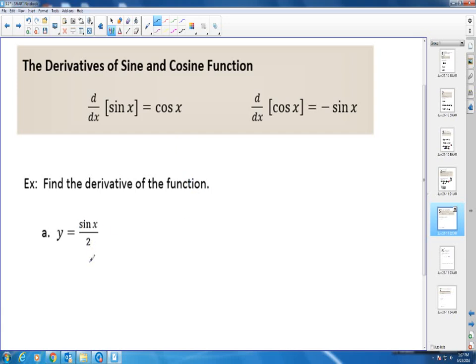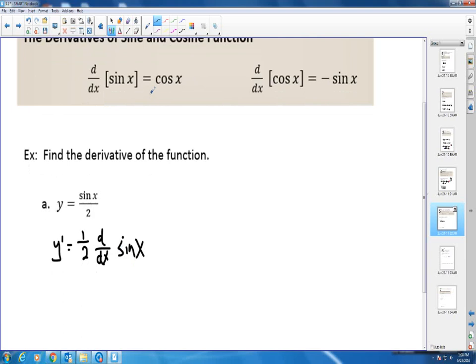Alright, so sine x over 2. This 2 in the denominator can be viewed as a constant. So my y prime will be half of the derivative with respect to x of sine x. And we know the derivative of sine x will equal cosine x. So my derivative will simply be half times cosine x. Or I can put the cosine x on the numerator too, say cosine x over 2.